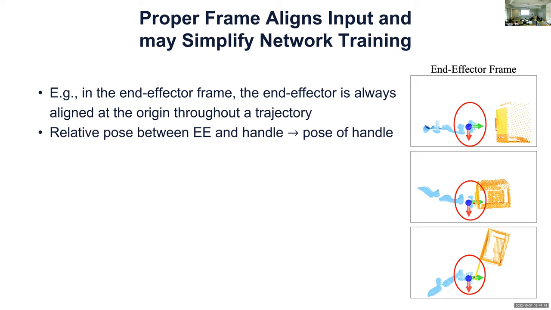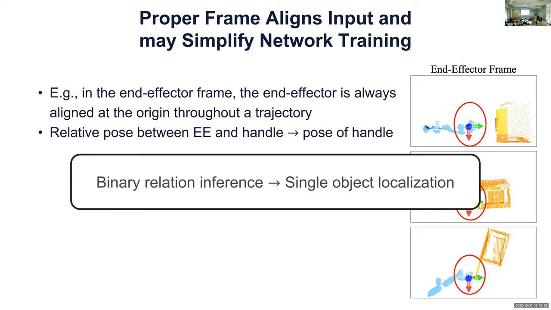Knowing the relative position between the end effector and the object under manipulation, especially the distance, is critical. It's just an important piece of information. Now, if you are using, for example, the world frame to represent the point cloud, then reading the distance between the end effector and the handle of the cabinet means you basically need to localize two objects and compute the distance. For the network, it must recognize them and try to memorize the action that you should take.